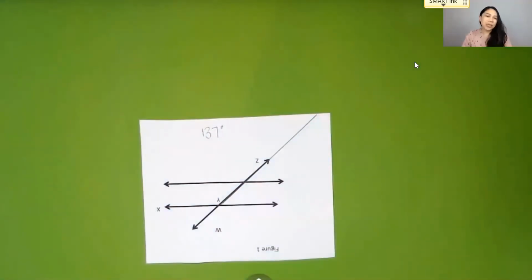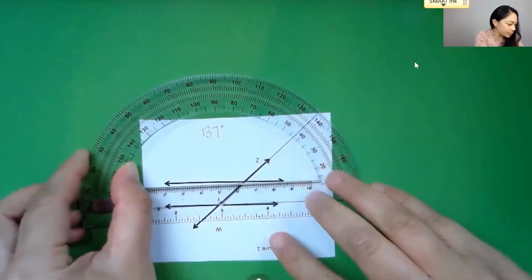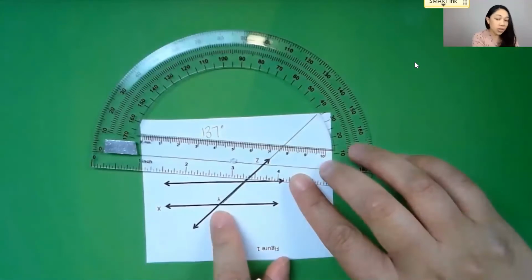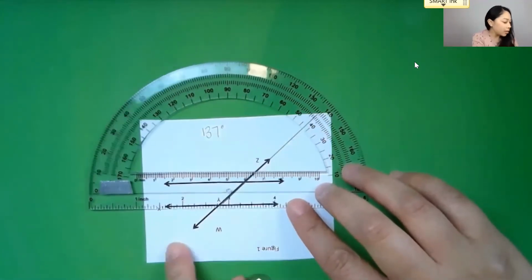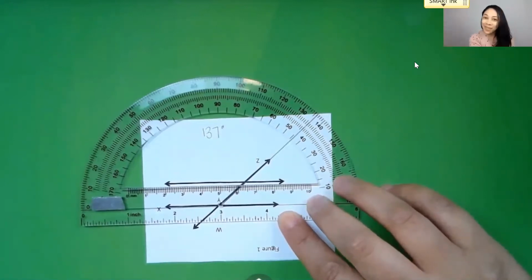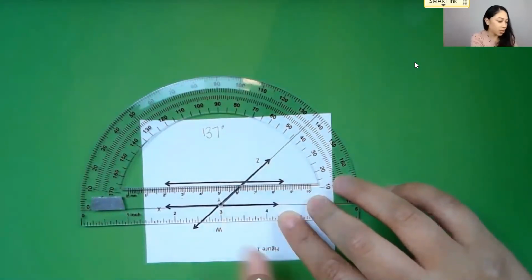Think, how did I use the 180-degree protractor to measure angle XYZ? The first thing that we did was we put the center hole of the 180-degree protractor on vertex Y, like this. Next, I lined up XY with the 0 line on the protractor. Then I read where YZ measured on the protractor.